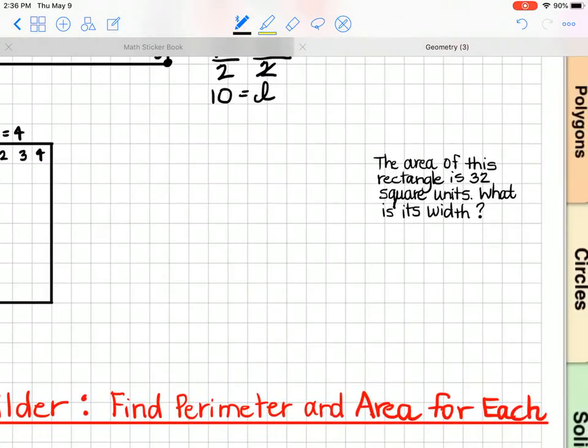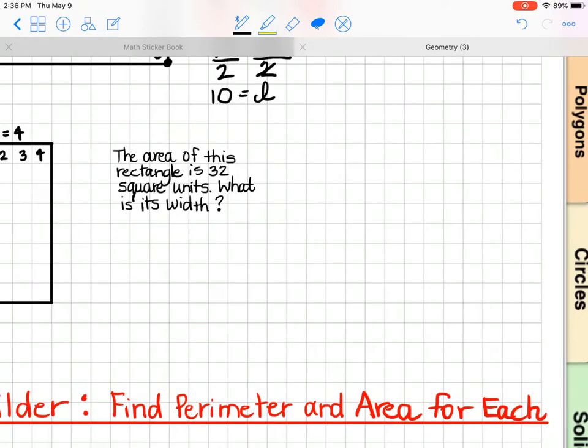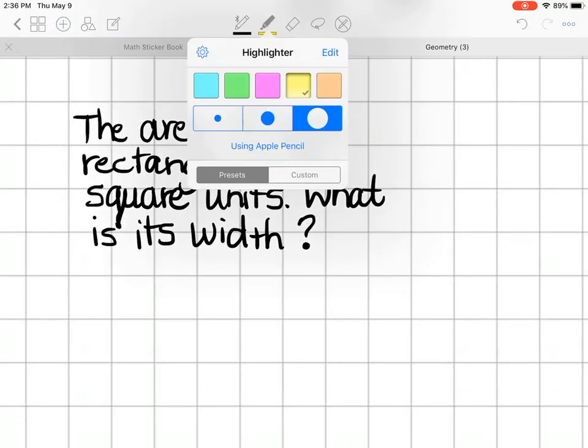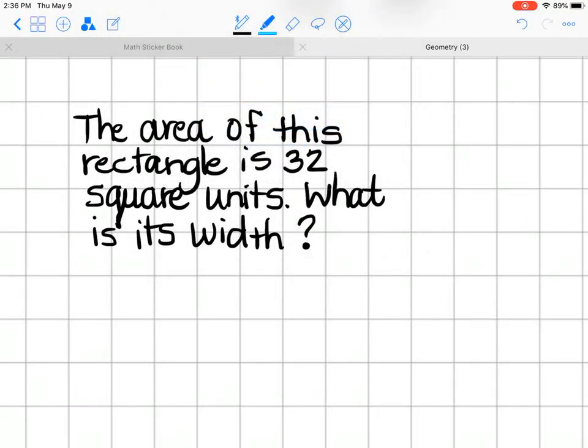But here is the question. And sometimes you won't even have a picture. Sometimes you just have the word problem, which is, for me, difficult. I like to see a picture, so I try to draw myself a picture. But it says the area is 32, and that's the formula that I need. It also tells me the shape that I'm dealing with.